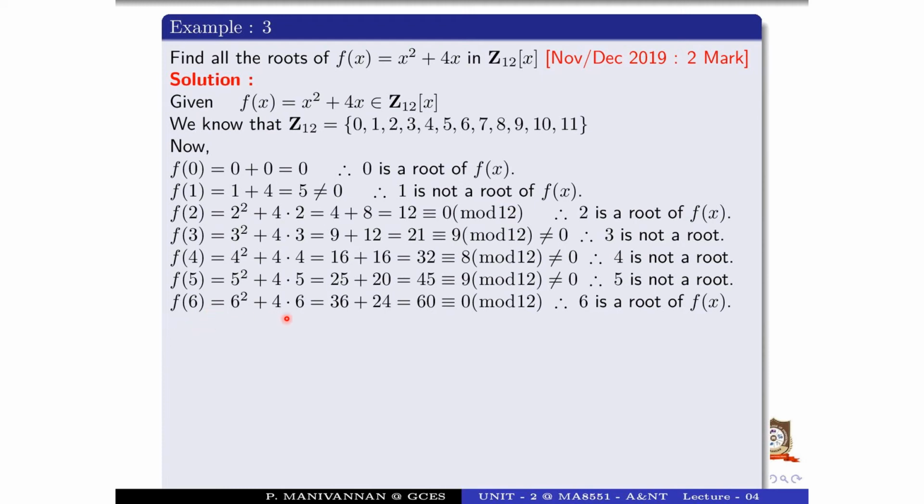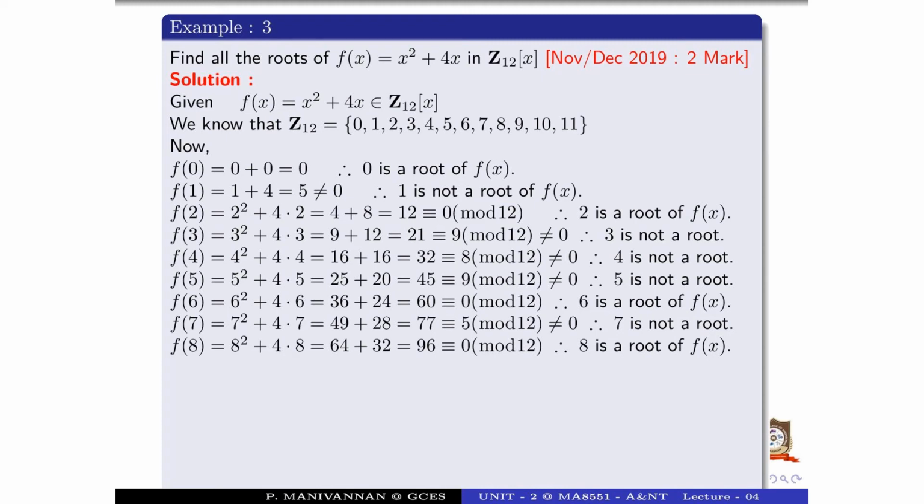f(6) = 6² + 4·6 = 60, which is 0 mod 12. 60 divided by 12 leaves 0. Therefore 6 is a root. Similarly, f(7) = 77, equivalent to 5, not equal to 0. Therefore 7 is not a root. f(8) = 96, divided by 12 is 0. Therefore 8 is a root.